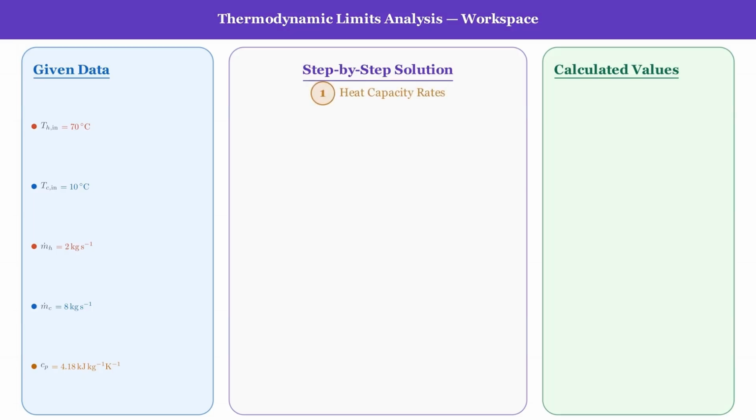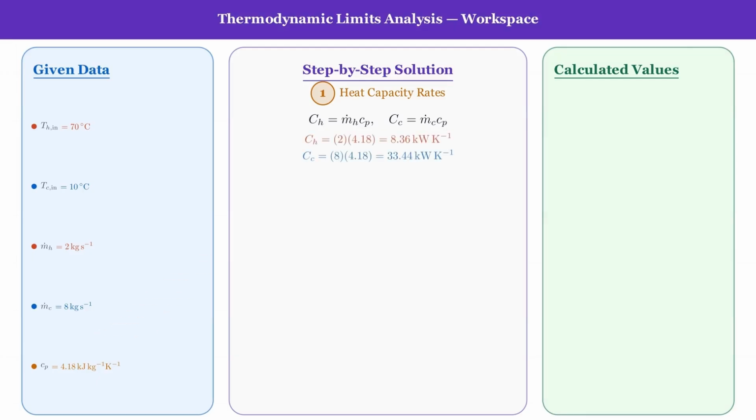Step 1. Determine the heat capacity rates of both streams. The heat capacity rate is the product of mass flow rate and specific heat. It tells us how much thermal power a stream gains or loses per unit temperature change. It is the single most important quantity in the thermodynamic limit because the stream with the smaller capacity rate is the one that will reach its temperature limit first. The governing expressions are CH equals m dot H times Cp and Cc equals m dot C times Cp.